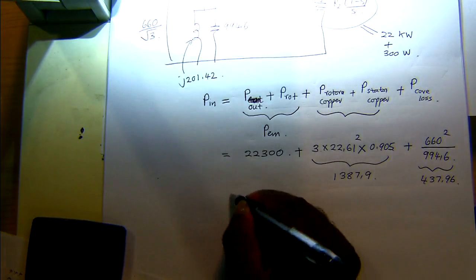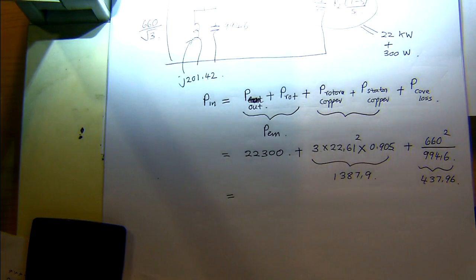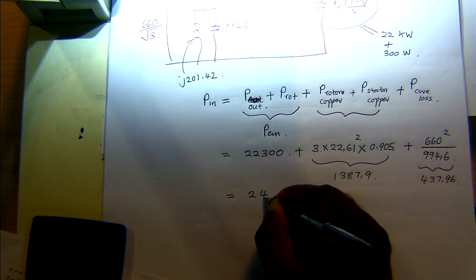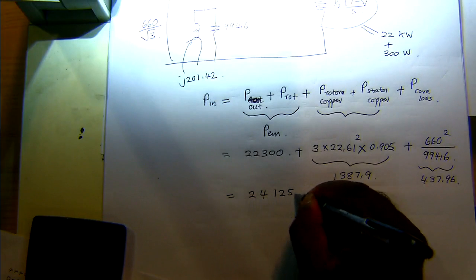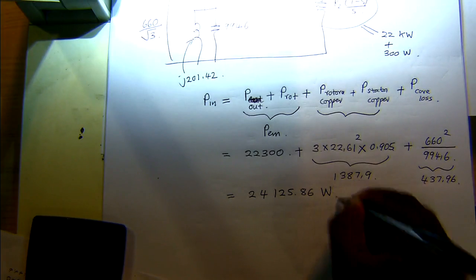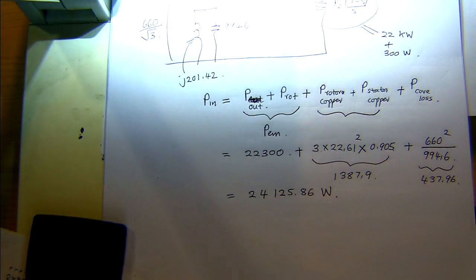So then the total power input will be 22,300 plus 137.9 plus 437.96. We have 24,125.86 watt. So this is the total real power input into the motor.